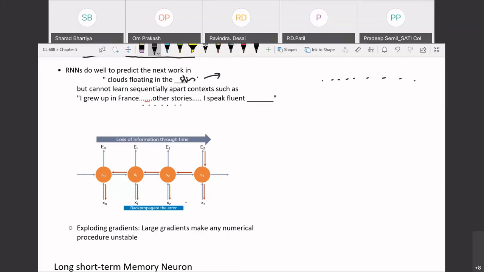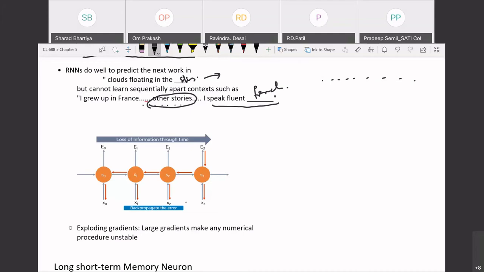But if you have a big sentence, like, again, I picked this up from the web, "I grew up in France and there's a lot of other stuff. And then finally you say that I speak fluent some language." Then for me as a human being, I would understand immediately that this person was talking, or the context was France, and so it will put here French. But for a recurrent neural net, it's not easy. It's not an easy thing to do.